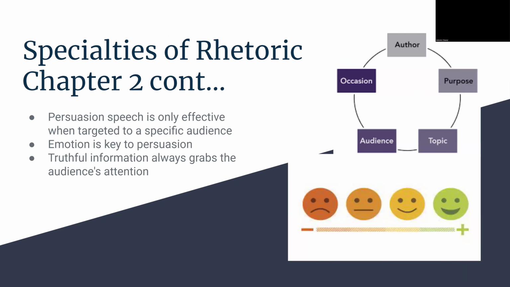Next is specialties of rhetoric. Chapter 2 continued. Persuasive speech is only effective when targeted to a specific audience. Emotion is key to persuasion, and truthful information always grabs the audience's attention. If you are not pertaining to the audience's views or what they're looking for, then your persuasion is not going to work, and whatever you try to convey will not get to them.